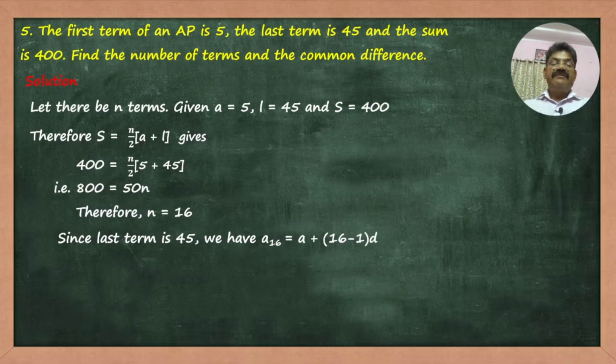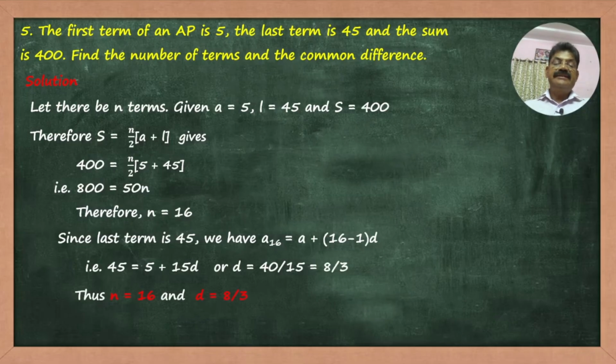Since the last term is 45, A16 is equal to A plus 16 minus 1 into D. Therefore, D is equal to 8 by 3. Hence, n is equal to 16 and D is equal to 8 by 3.